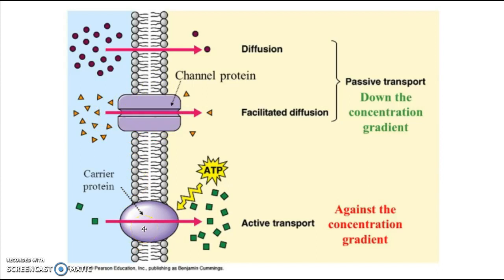Then down here we've got something like a carrier protein, and notice the difference. We've got a low concentration moving to a high concentration. It's going against its concentration gradient, and that's going to require ATP in order to do that.